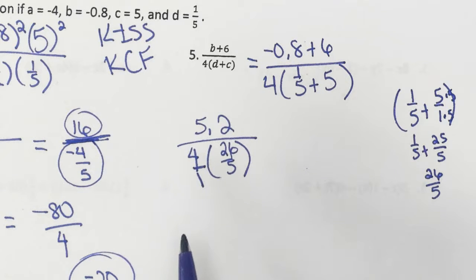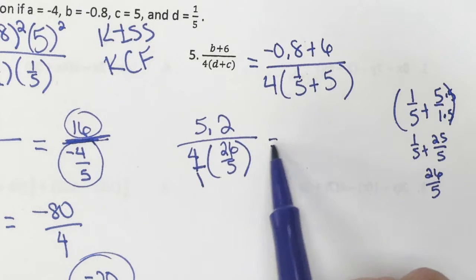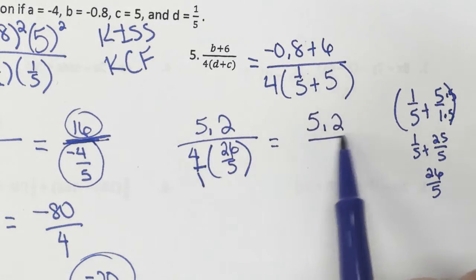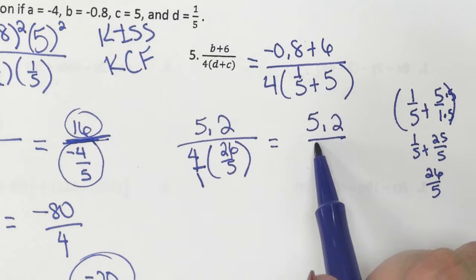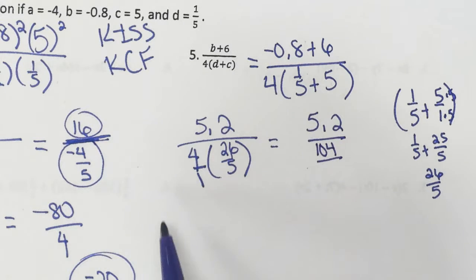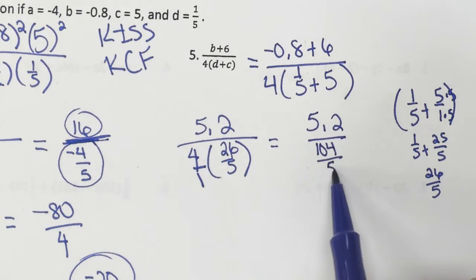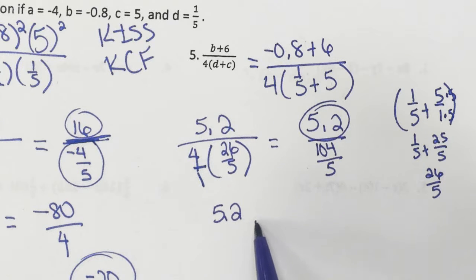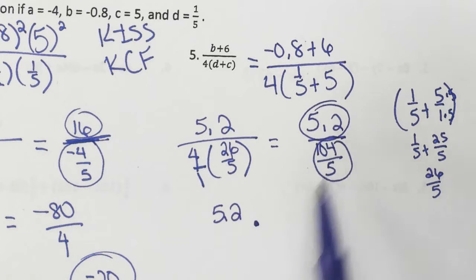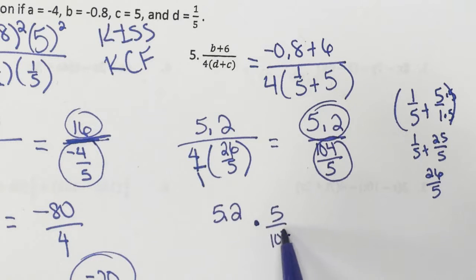Did I lose anybody? Are y'all okay? All right, here we go. So the top is 5.2. The bottom is 4 times 26, which is 104. The bottom is 5. So I have 2 fractions, right? That's why I'm going to use this again. So we're going to keep that 5.2, change that division to multiplication, and then flip this one. And then just put this over 1, you can just multiply.